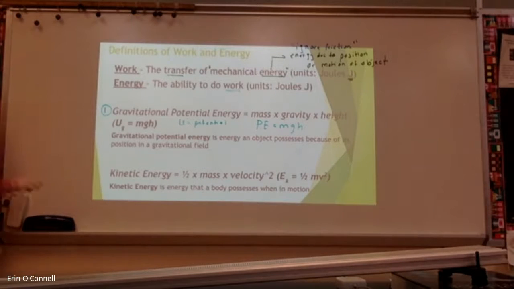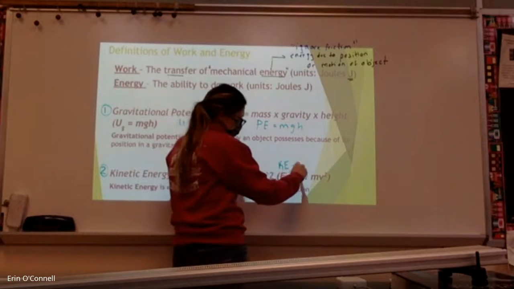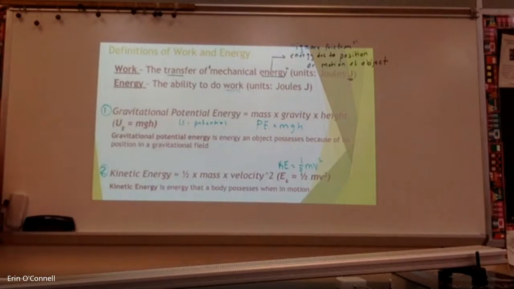The second type of energy we'll talk about today, I think there's a third type we'll talk about next week, is kinetic energy, which is another type of mechanical energy. It's the energy that an object has or possesses due to motion. So anytime an object's moving, it has kinetic energy. Kinetic energy is reliant on the object's mass and its velocity squared. You'll see that equation written as KE equals 1/2 mv squared, or E sub k equals 1/2 mv squared.